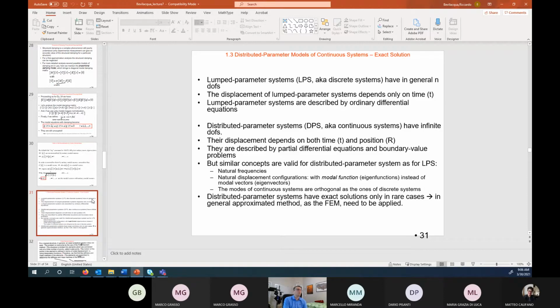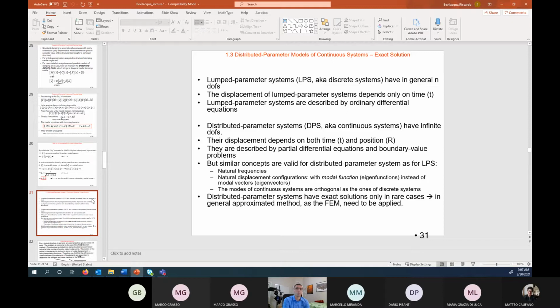You find your mass matrix, K matrix, decouple the equations, find the omegas. All that we've seen is just that you have n modes. You have as many as your degrees of freedom. But still, it's manageable with the matrices and linear theory. Instead, in continuous systems, a distributed parameter system, or DPS, you have infinite degrees of freedom. If you focus on a certain location of your structure, its displacement will depend on time and position at the same time. You have partial differential equations and boundary value problems.